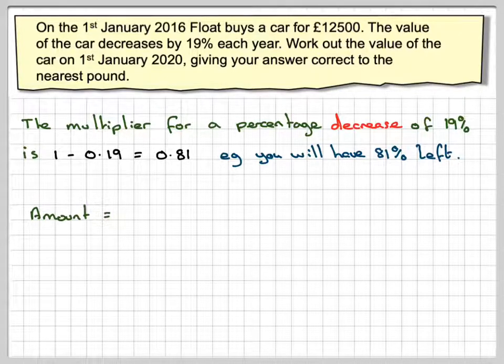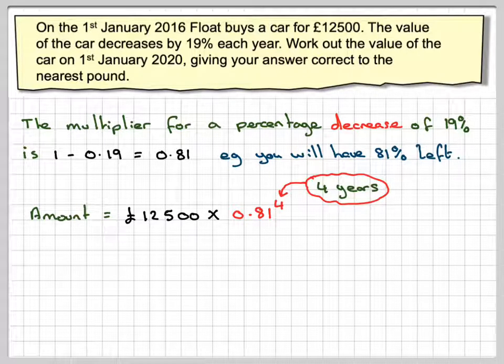So to find the actual amount the car's now worth, you take the initial amount, which is 12,500, multiplied by 0.81. So 1st January 2017, 2018, 2019, 2020 means that's 4 years. So you now raise this to the power of 4.